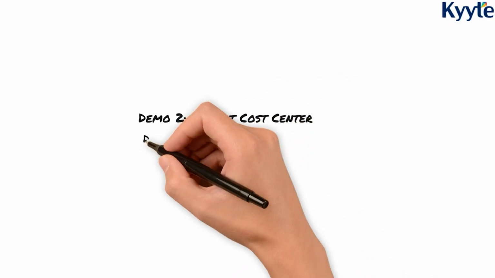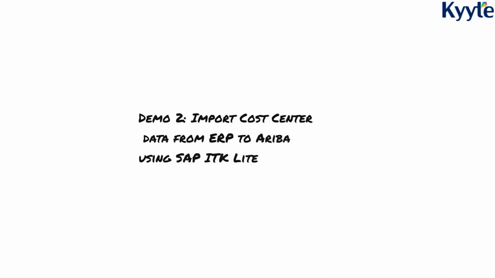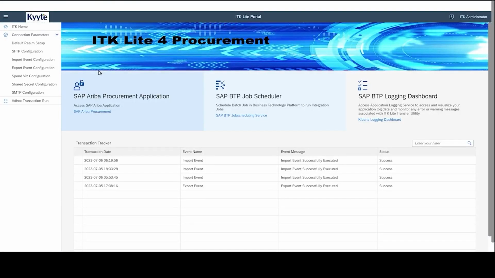We will now demo the master data upload to Ariba using SAP ITK Lite. This is the main page of the SAP ITK Lite for Procurement. You can access Ariba Buying, BTP Job Scheduler and Logging Dashboard. You are also able to see the transaction tracker below, which lists the recent transactions that were executed and their status. For any ad hoc run which is outside of the scheduled job, you can run using the ad hoc transaction run.